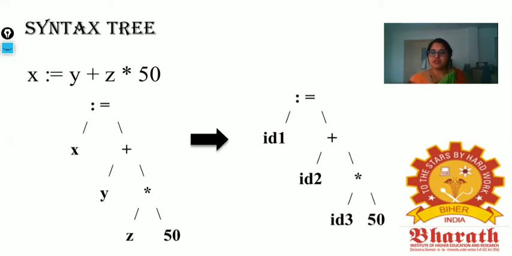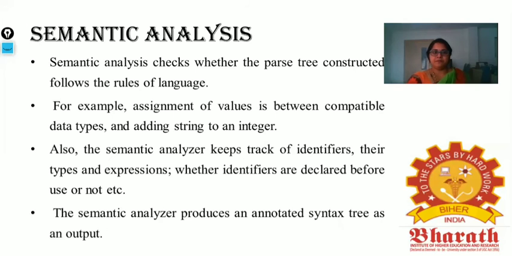This is the representation of a syntax tree. When you give an input to the syntax analyzer, you get the output as a syntax tree with the grammar corrected. The example is x is equal to y plus z into 50. Here the symbols are made the root nodes and the operands are made the leaf nodes. I'm assigning each operand an ID: x is assigned to ID 1, y to ID 2, and z to ID 3. This is how the syntax tree is generated.